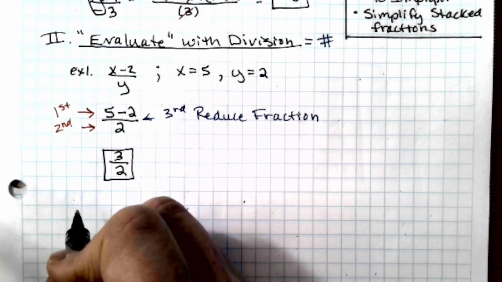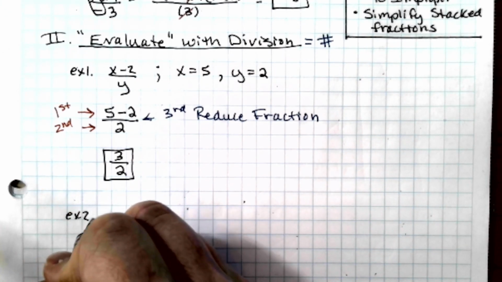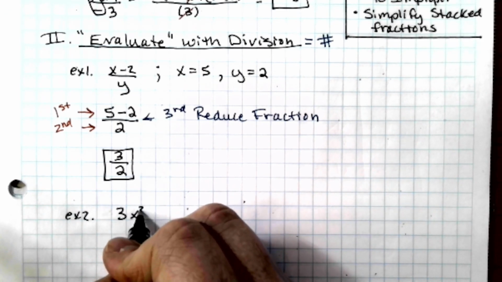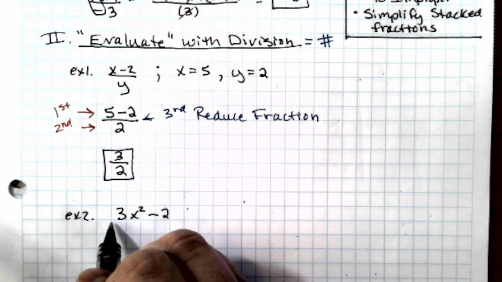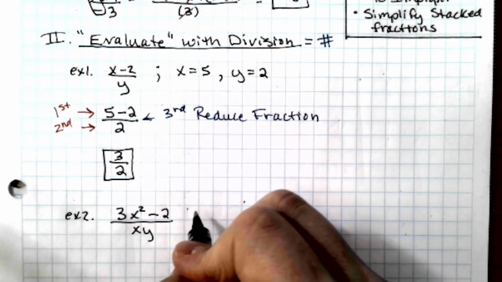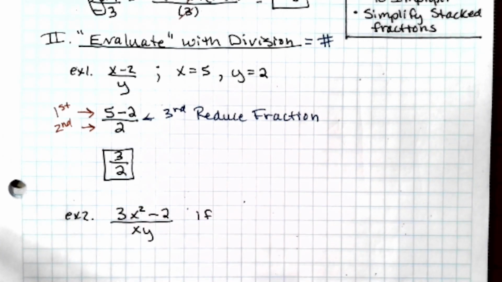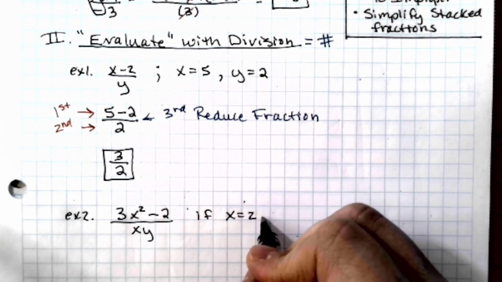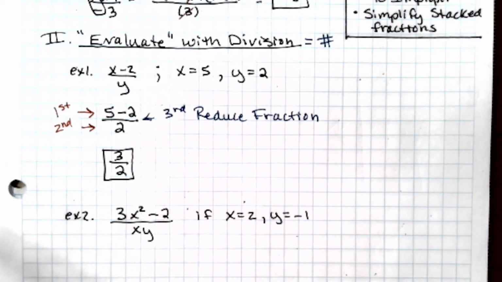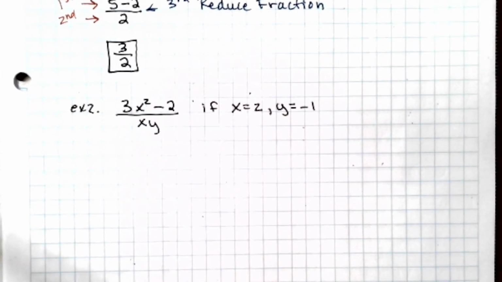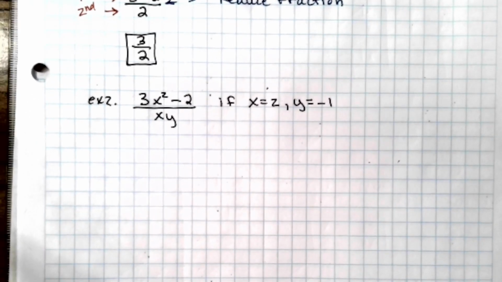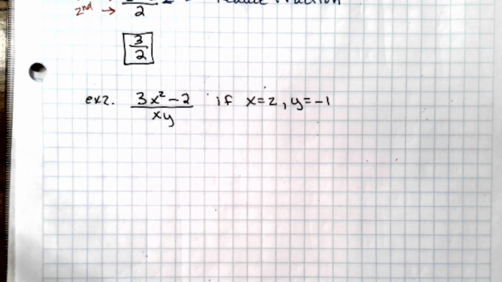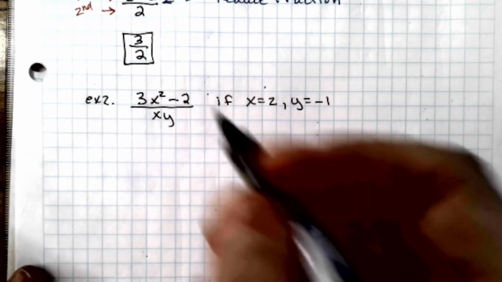Okay, let's do another one that's a little bit more complicated. 3x squared minus 2 all over xy. And I'm going to use a different notation if x equals 2 and y equals -1. This is one where x and y are being multiplied or squared, so you're going to have to decide where you need parentheses. Now, if I put the x and the y values into the equation without using any grouping symbols, you can see right away what the problem is.